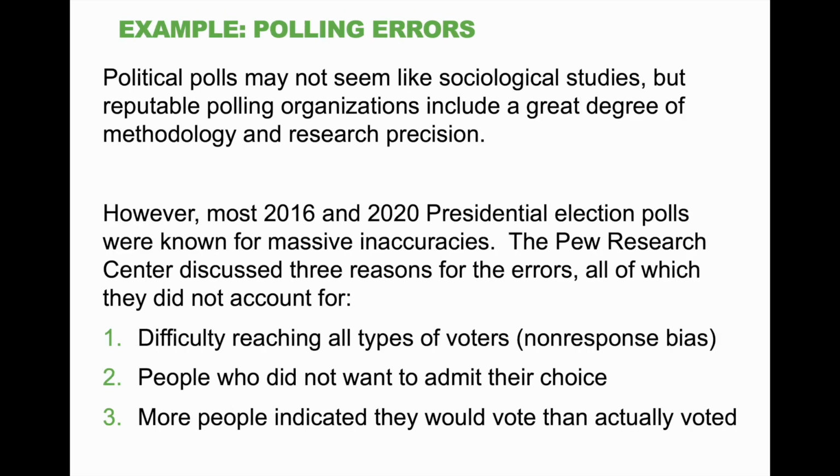Example: polling errors. Political polls may not seem like sociological studies, but reputable polling organizations include a great degree of methodology and research precision. However, most 2016 and 2020 presidential election polls were known for massive inaccuracies. The Pew Research Center discussed three reasons for the errors, all of which they did not account for. Difficulty reaching all types of voters, non-response bias. People who did not want to admit their choice. More people indicated they would vote than actually voted.